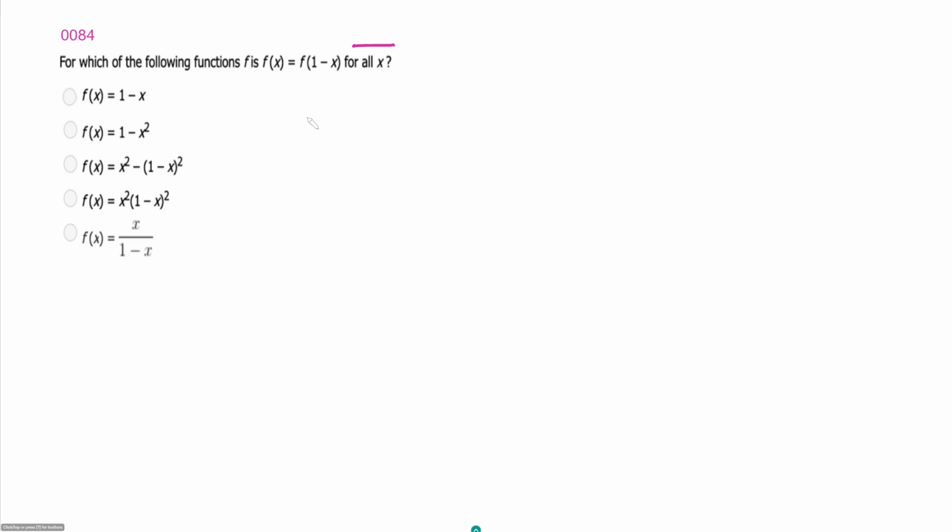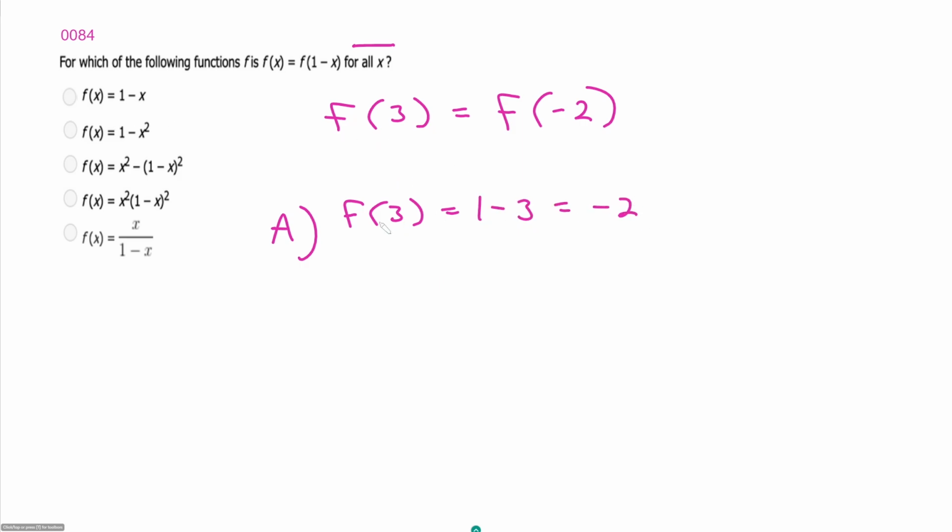If we're testing numbers here, let's say x is equal to 3. So we want a case where f of 3 is equal to f of 1 minus 3, which is f of negative 2. Start with A. What is f of 3? F of 3 is 1 minus 3, which is negative 2. F of negative 2 is 1 minus negative 2, which is 1 plus 2, which is 3. Negative 2 is not equal to 3, so we can eliminate that answer choice.